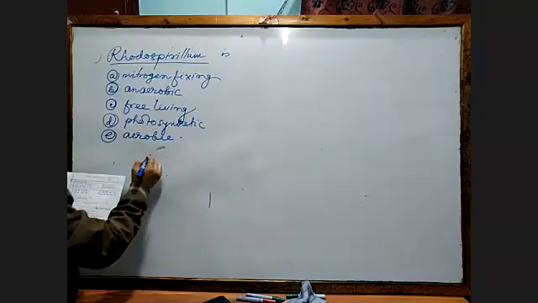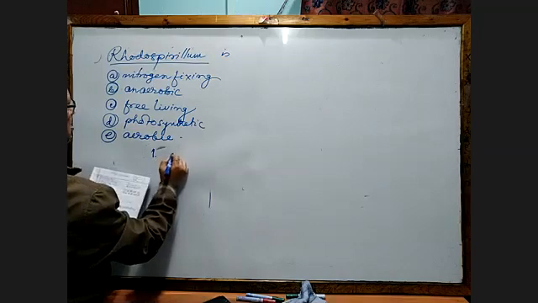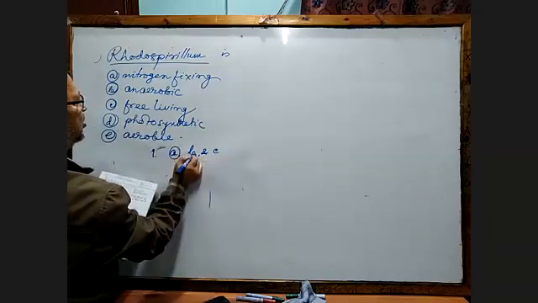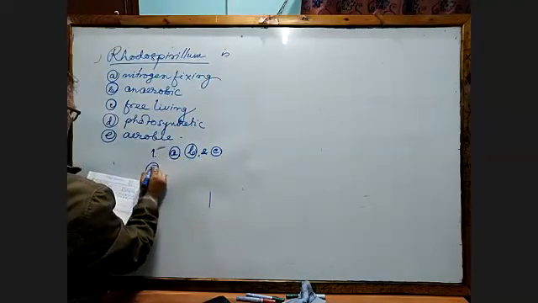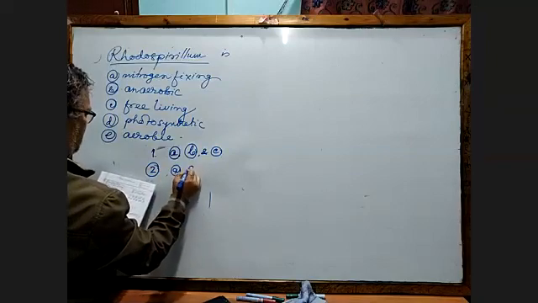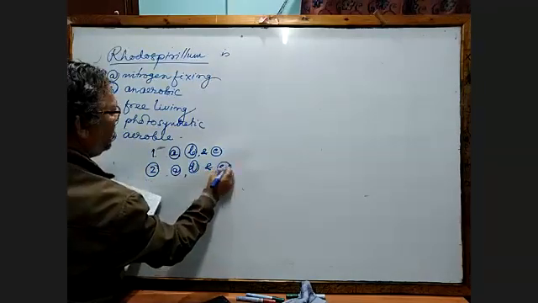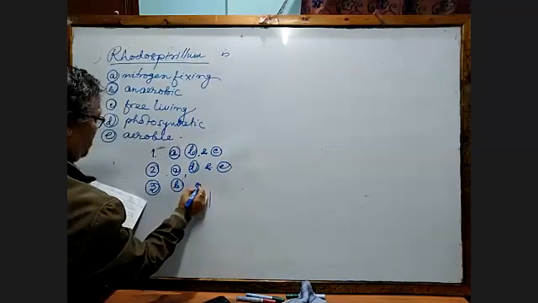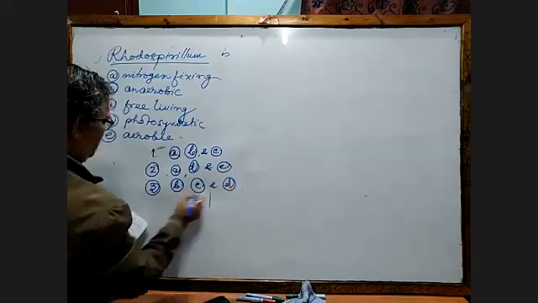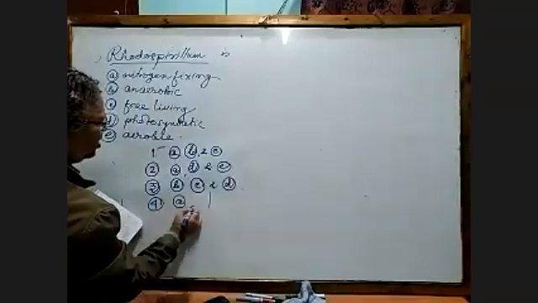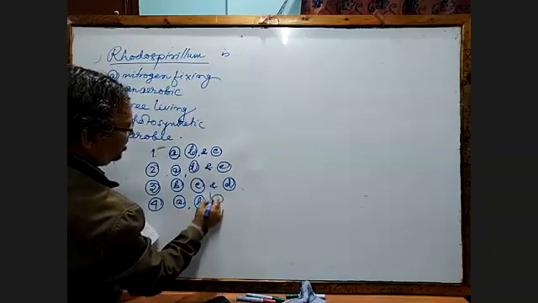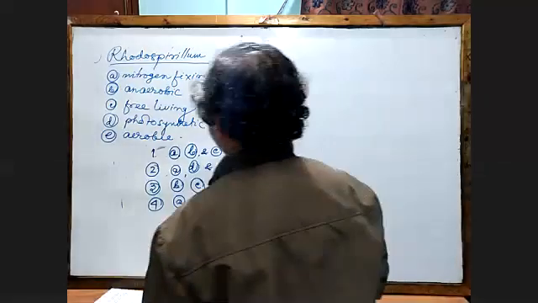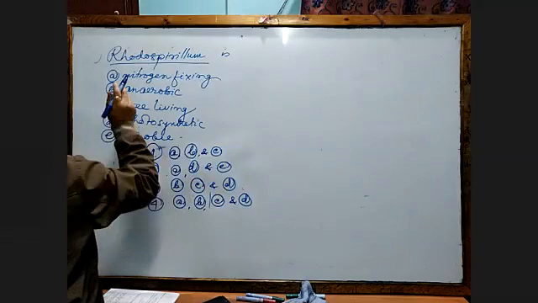Now the answer options are: number 1 is A, B, and C. Number 2, A, B, and E. Number 3, B, C, and D. And number 4 is A, B, C, and D. Which of the options has the characters that should form this Rhodospirillum?